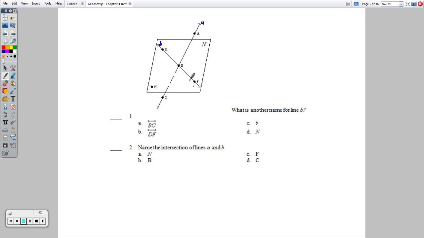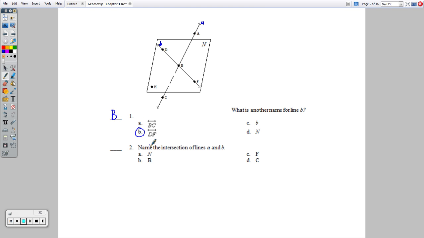So here's line B. It's got points D, B, and F on that line. So any of those 2 points would work. I'm looking at the choices here. B, C, that would be this line, the one that kind of goes through the plane. And then another name for B is not going to be B, it's the same thing. N is the name of the plane and not a line. So this one clearly would have to be choice B, DF.